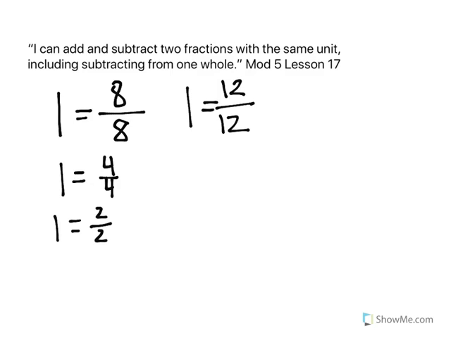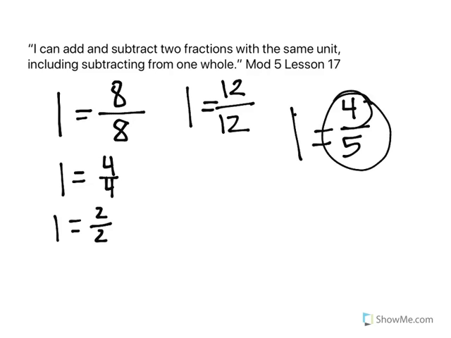Okay, one way that it could not be represented is we could not say one whole is equal to 4/5. Why is that? Because we don't have all of our total pieces. We only have 4 out of 5. So one whole would not equal 4/5 or any other fraction that looked like this. All right, that's our quick warm-up before we start our lesson.